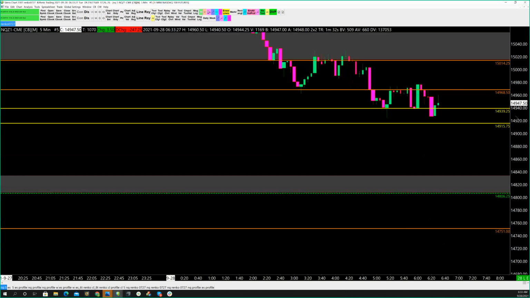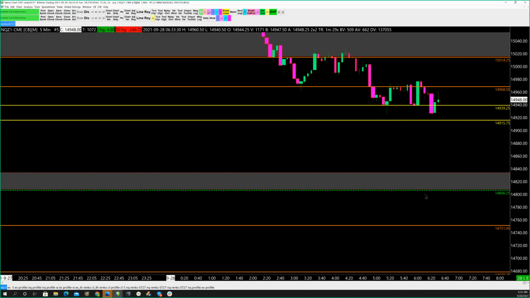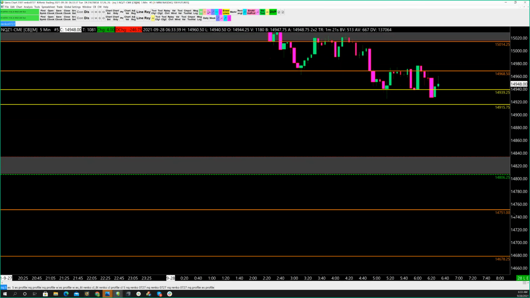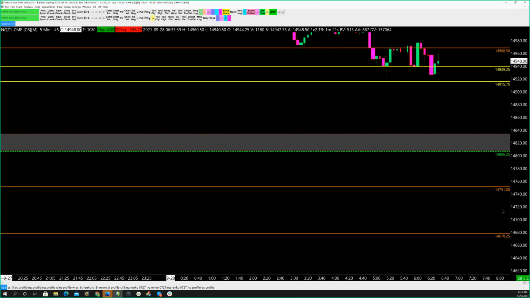And if that gets broken, really, the key areas are this getting below 14,806. If we lose 915, there's a wide area below 14,806, then 14,751, and then 14,678. It's not pretty. So I'm going to go work on the charts for today, guys.